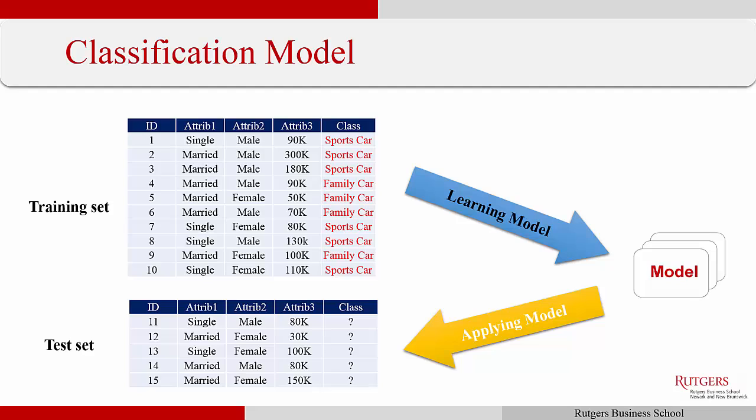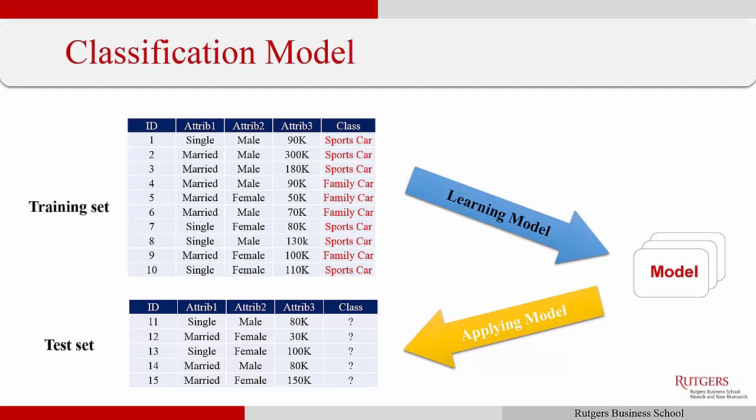Okay, let's have a big picture of how the classification model works. First, you have a training set, which is presented here as the larger table. You have 10 different clients, and you have attribute 1, attribute 2, attribute 3, and then you have a class, which is labeled properly or correctly. Then you have some algorithms to do the learning process. After the learning process, you will get a model.